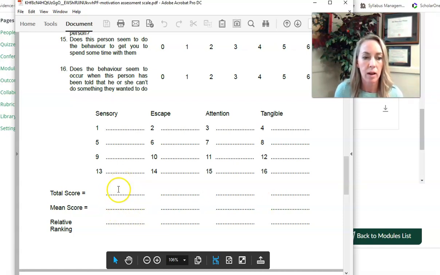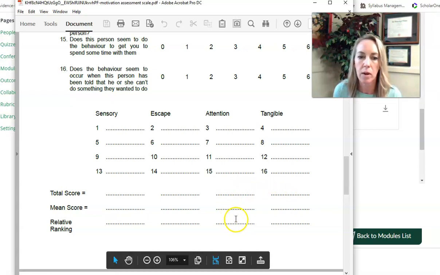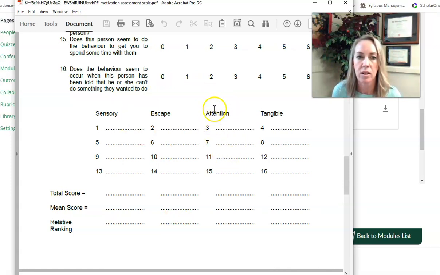So say you have a 3 for sensory, a 3 for escape, a 20 for attention, and a 10 for tangible, then you would rate this one as a relative ranking of 1 for attention, 2 for tangible, and then 3 and 4 for sensory and escape. In this case, you would know most likely the function of this behavior is attention. The student engages in the specified behavior to obtain attention and, to an extent, to obtain a tangible, right?